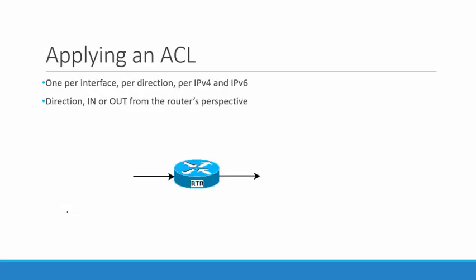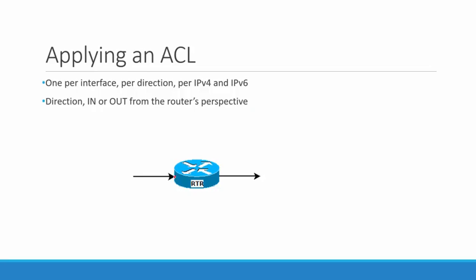How can we apply ACLs? We can apply one per interface, per direction, per IPv4 and IPv6. So if I'm running IPv6, the other thing is we have the direction of in or out, and it's from the router's perspective. Okay, so first let's look at this. One per interface, per direction, per IPv4 and IPv6.